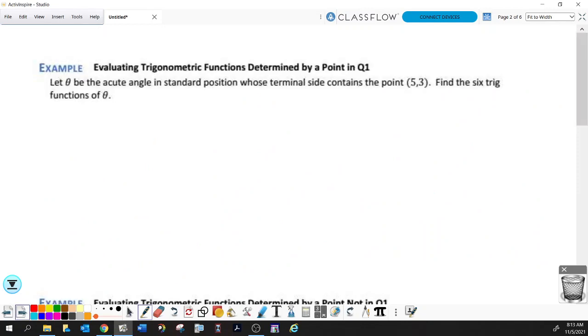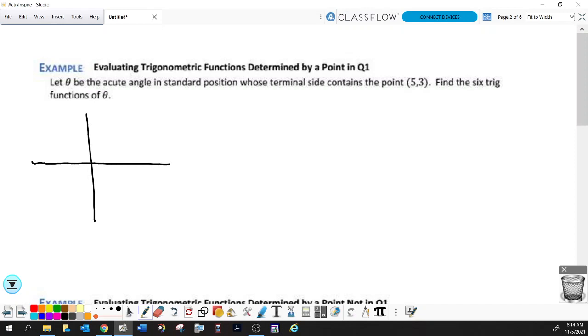What we got going on back here? Evaluating trig functions determined by a point in quadrant 1. It says let theta be an acute angle. The moment you hear that theta is an acute angle, that forces you in to quadrant 1. Acute means less than 90, and pi over 2 is 90 degrees, so now we're in quadrant 1. So theta is an acute angle, quadrant 1, standard position, terminal side has the point 5, 3 on it. Let's draw that.